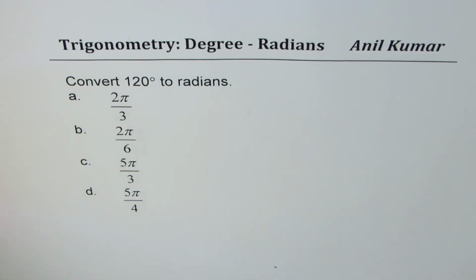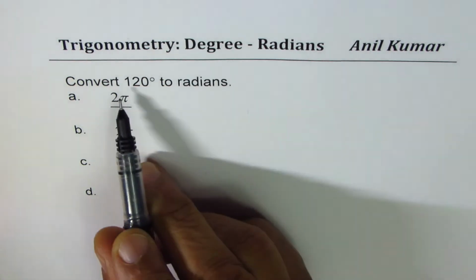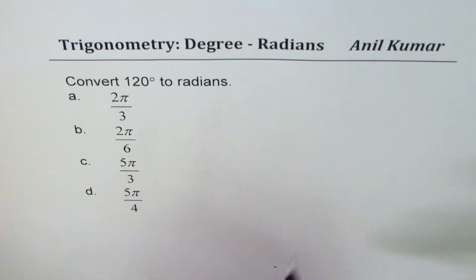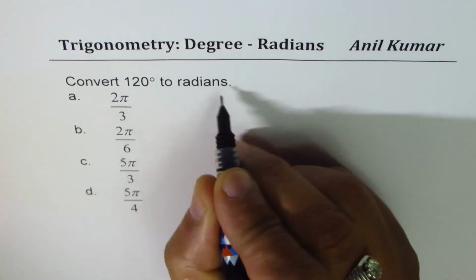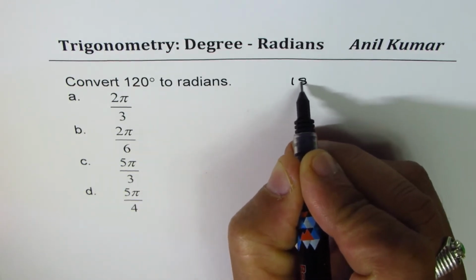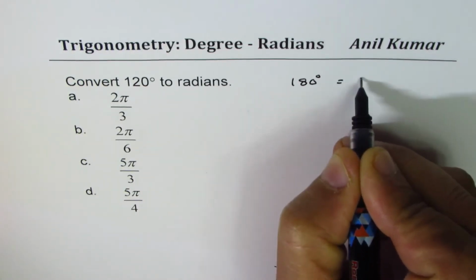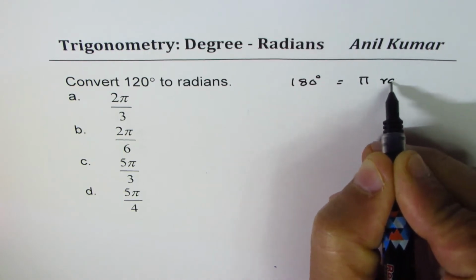It's a multiple choice question. You can pause the video and answer the question. Here I'll take up 4 questions: 2 for converting from degrees to radians, and then 2 from radians to degrees. The first one in this series will be converting 120 degrees to radians. Remember the relation between degrees and radians? 180 degrees is equal to pi radians. That is the relation.